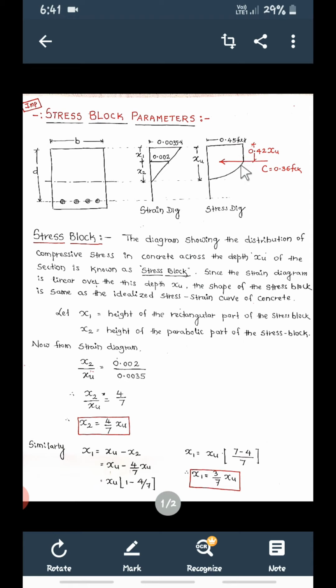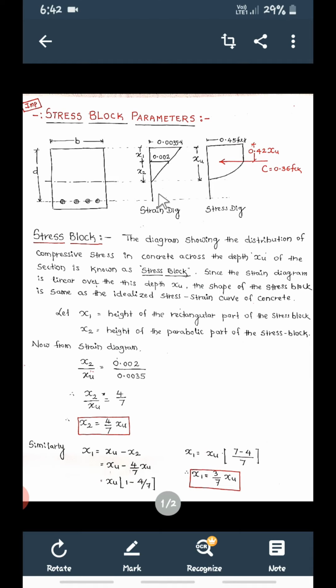Don't think that this C will be acting exactly at the center here. It is not at xu, so it is inside, less than this x1. So let x1 be the height of the rectangular part of the stress block, and x2 will be the height of the parabolic part of the stress block.